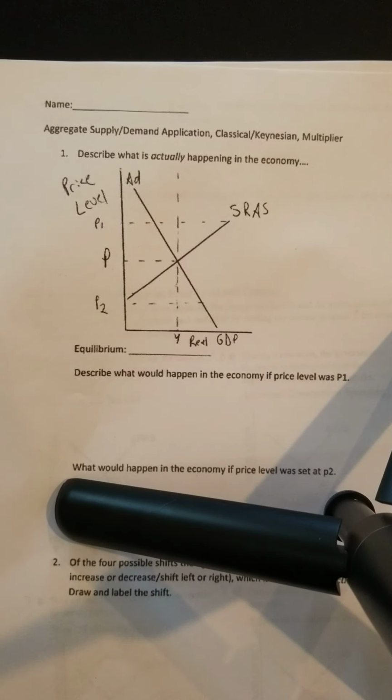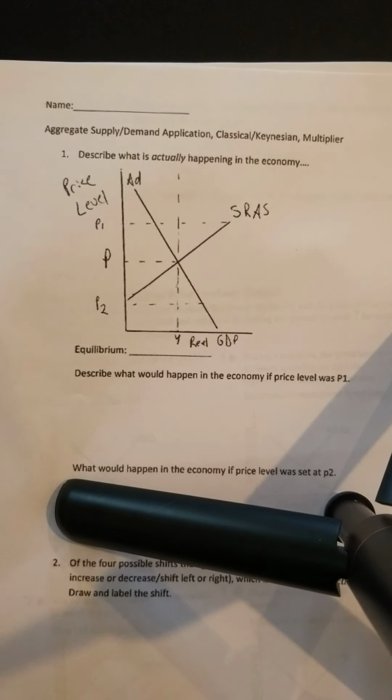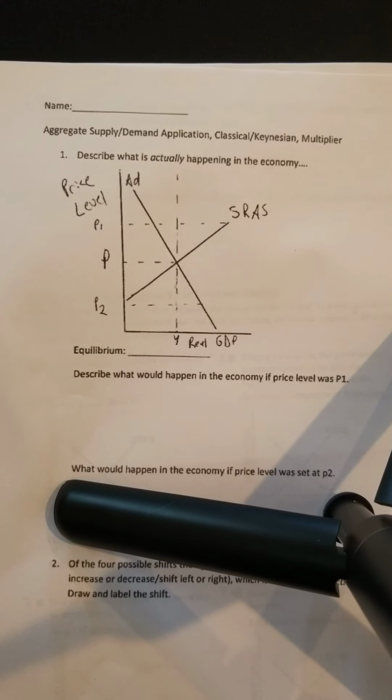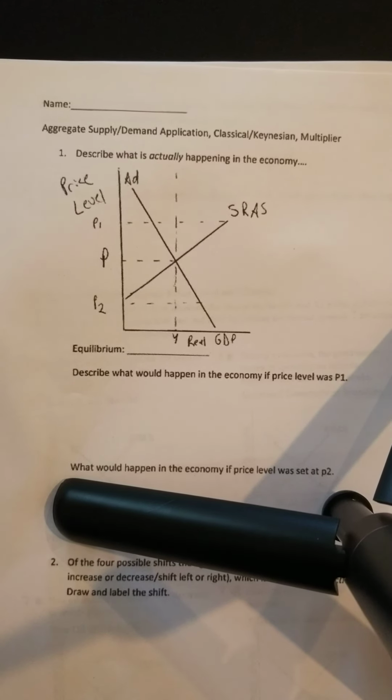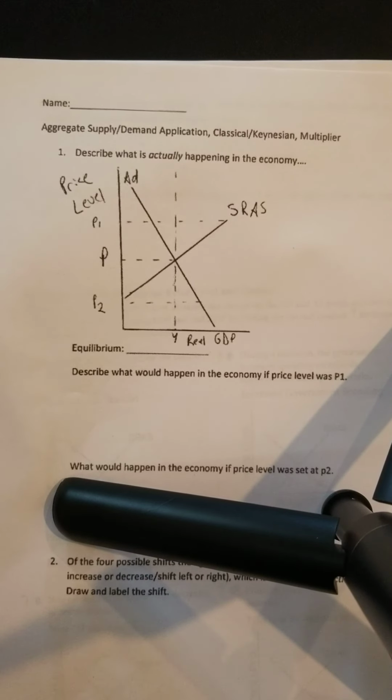Hey AP Econ, this is going to be a review of this worksheet as well as a couple of the concepts while I review the worksheet of aggregate supply, aggregate demand, shifters, what's happening with the graph. Maybe I'll talk a little bit about classical versus Keynesian, etc. Just a little bit of a review.